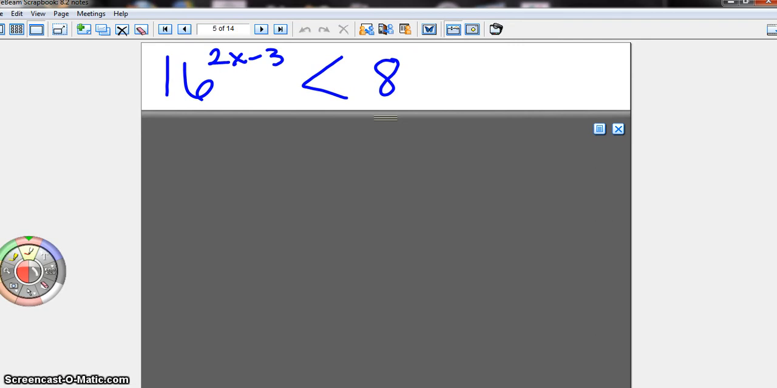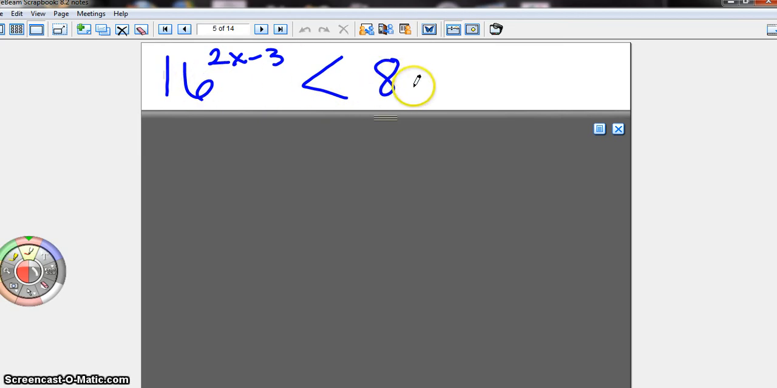Inequalities work the same way. But if we look here, is there any way I can get 16 as a power of 8? Well, 16 is 2 times 8. That's not an exponent. And remember, we're working here with exponential expressions. So I'm sort of stuck.